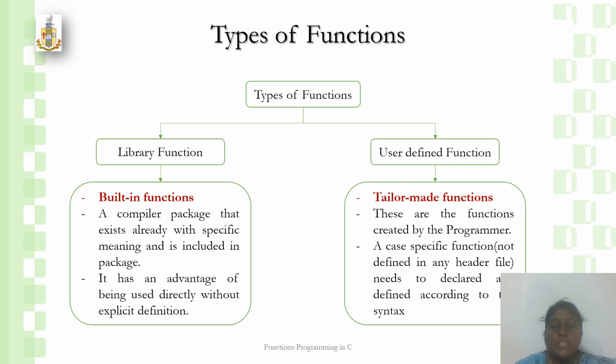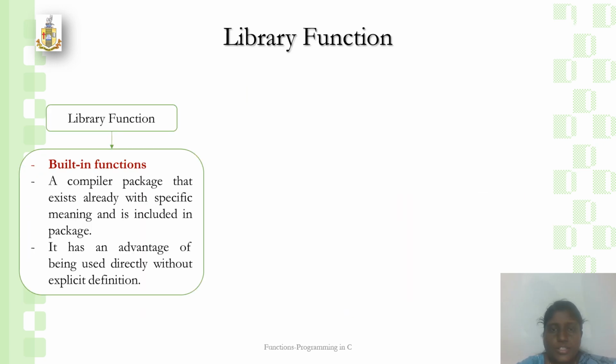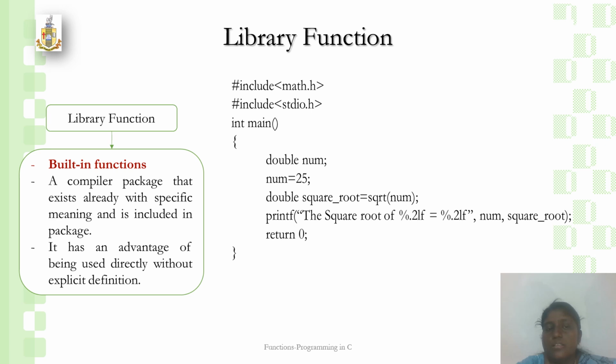Here we'll be seeing an example for the library function and the user defined function. The user defined function we have already seen in the previous example, which is int sum. We'll look at another example also. Now the library function, which already exists. Here is an example. Look into this example: hash include math.h. Math.h is the header file for incorporating all the mathematical functions, all the mathematical functionalities.